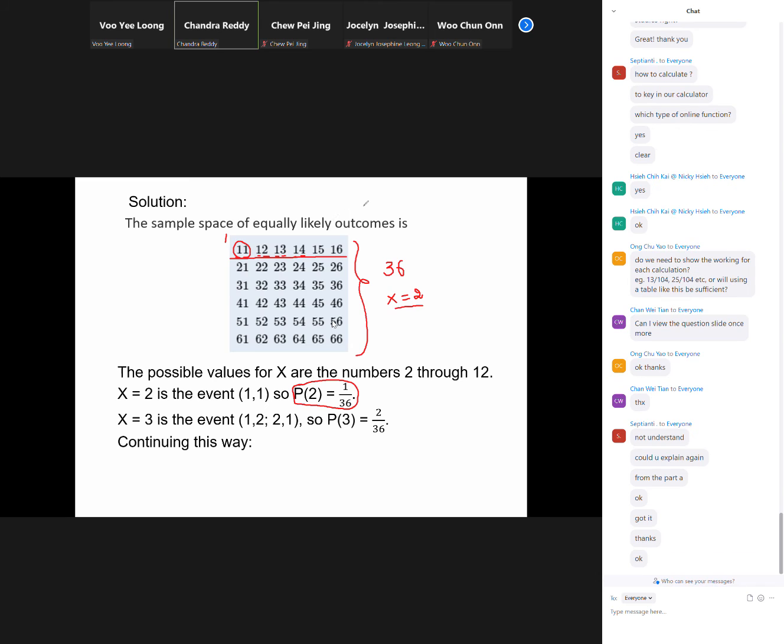Okay, the next one, what is the probability of getting a number 3? So the total of 3 is, there is one here and there is another one here. So you get 2 times a total of 3 when you throw a pair of dice. So the probability of getting a total of 3 is 2 over 36. So like this, you can find out for every number from 2 to 12.